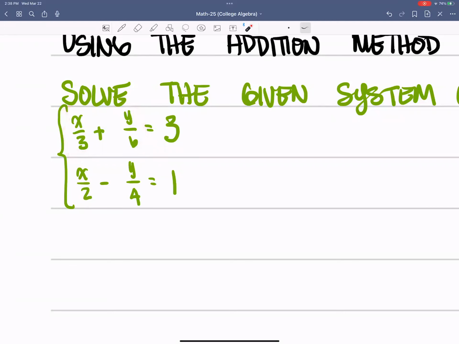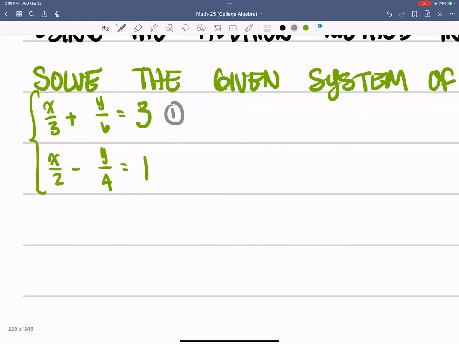We could multiply by the least common denominator. I think it's greatest common factor. Multiply by a number that is divisible by both 3 and 6 in this case, and multiply by a number that's divisible by both 2 and 4 in this case. So let's start with equation 1. What value do we have to multiply by in order to get rid of the fractions?